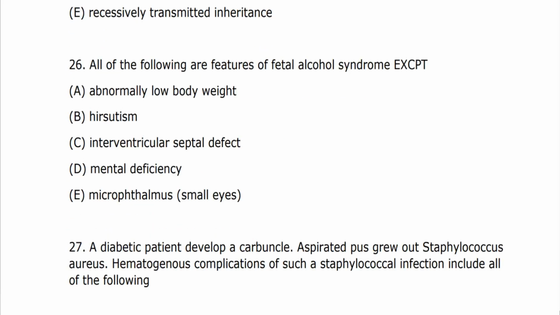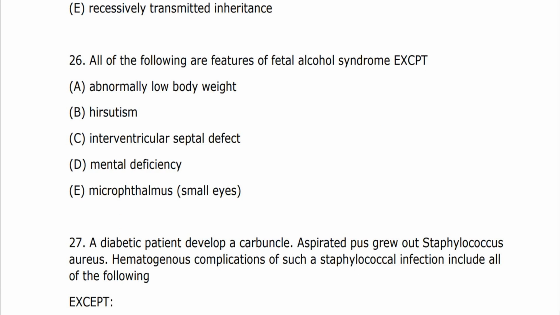So question number 26. All of the following are features of fetal alcohol syndrome, except. When you hear fetal alcohol syndrome, you think of three things. One is the morphology of the head and the face, and that includes both the brain and any structure in the face, which can be deformed. Then you think about cardiac abnormalities, and then genitourinary abnormalities. So with that, let's see if we can answer the question.